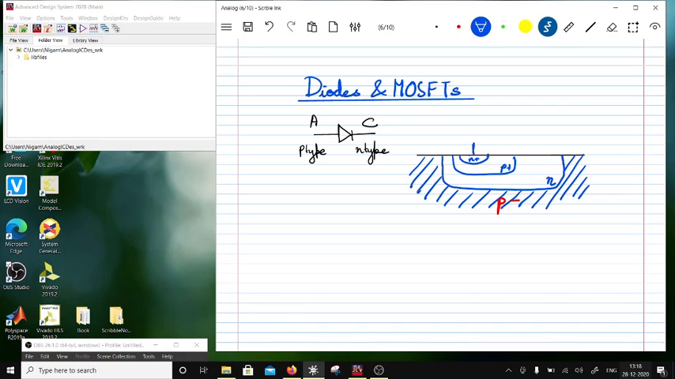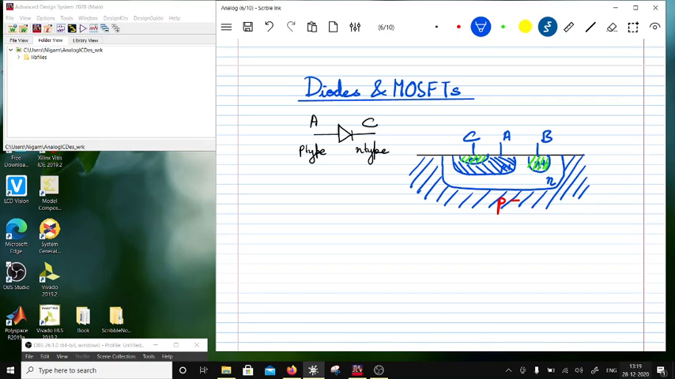Okay, and then there is going to be N plus over here. So let's mark this N plus like that, and P is basically this. So there are two contacts over here. This is going to be the anode, this is going to be the cathode, and this is going to be the body terminal.